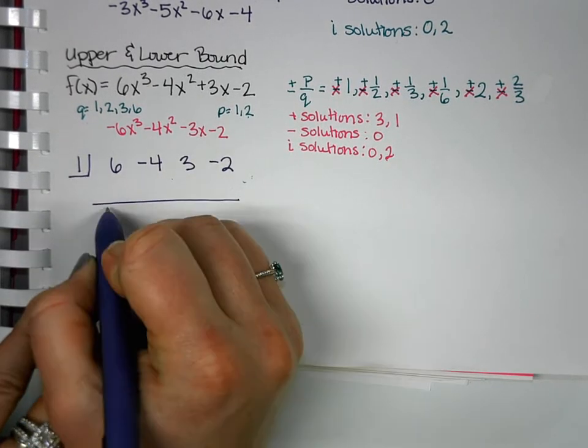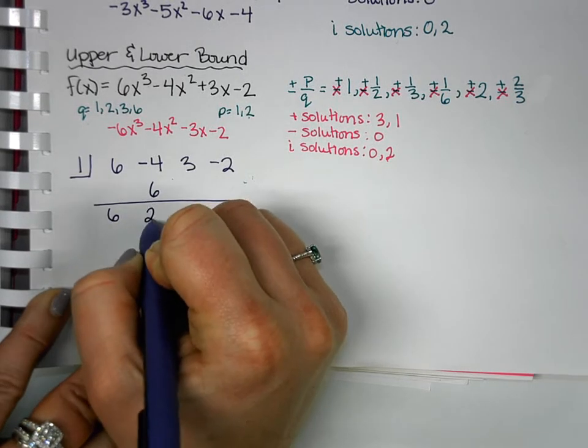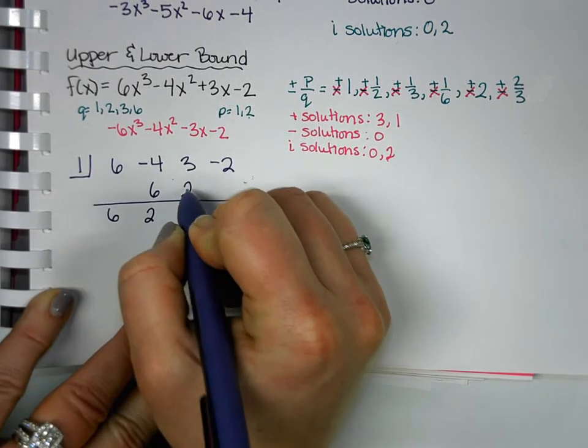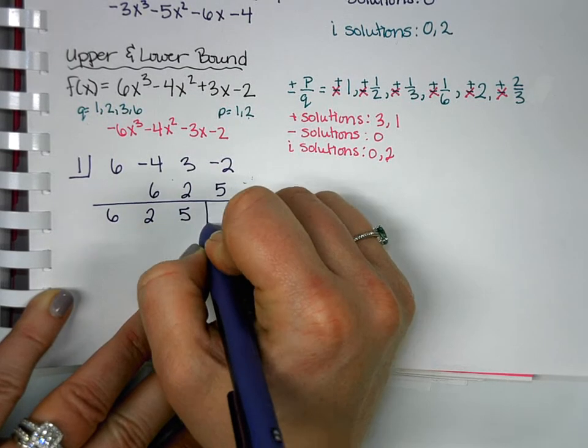Bring down the 6. 1 times 6 is 6. Add. 1 times 2 is 2. Add. 1 times 5 is 5. And we have a remainder of 3.